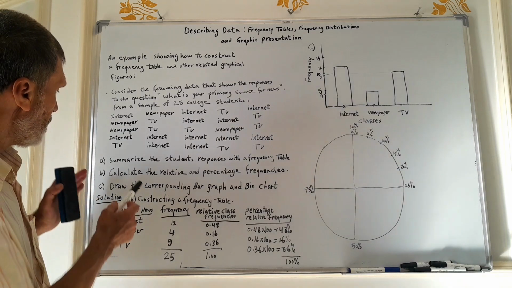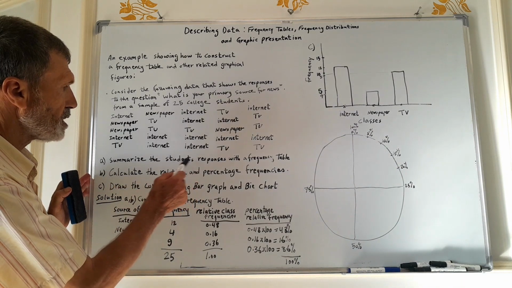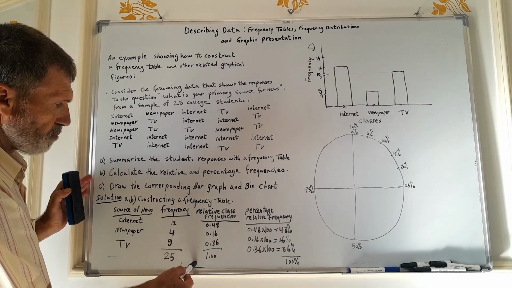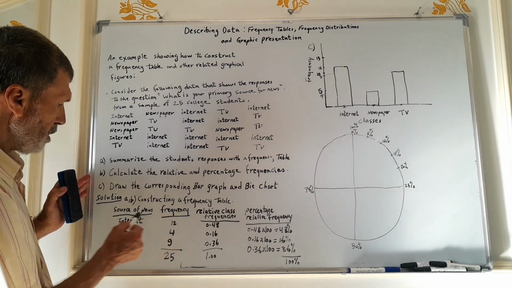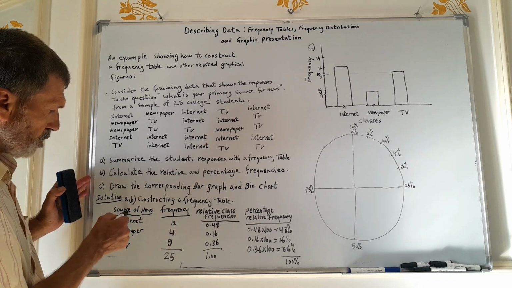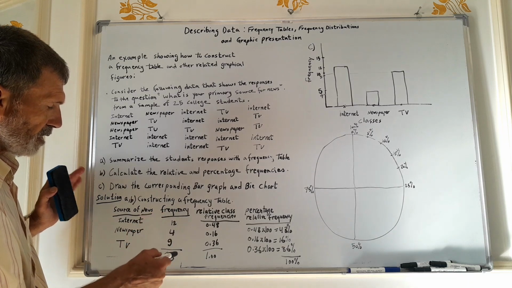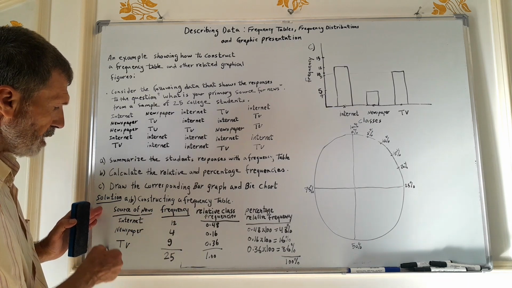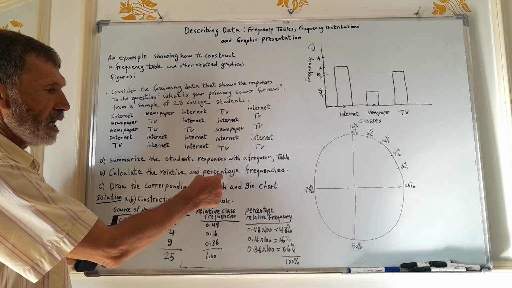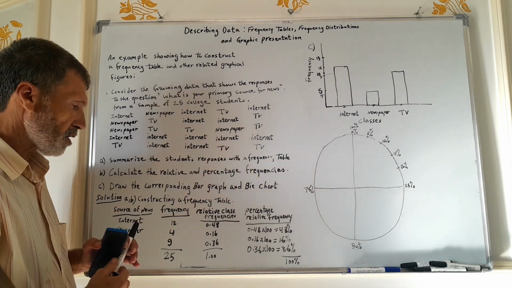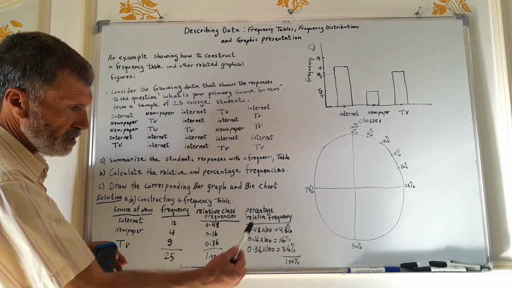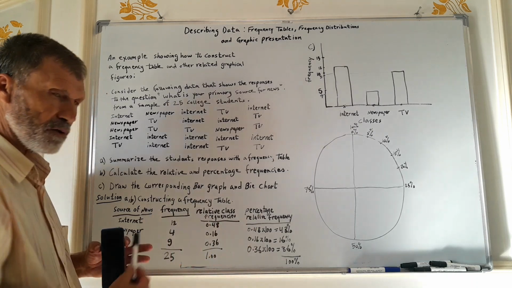Now, this is the end of the question for number 1, part A. You get the classes, the source of the news, and the frequencies. This is a frequency table. Now, B says calculate the relative and percentage frequencies. This column here is the relative frequencies, and this is the percentage relative frequencies.